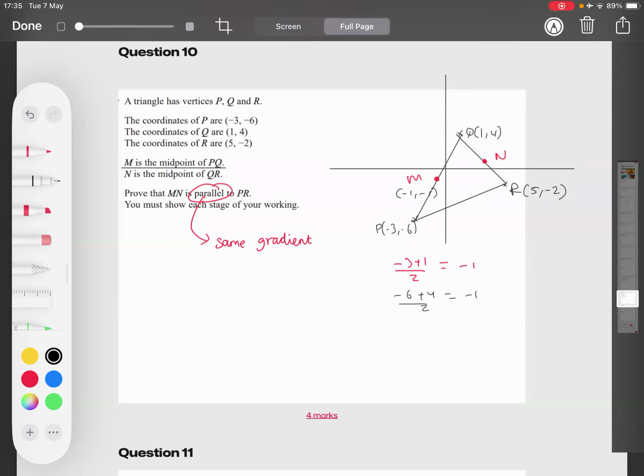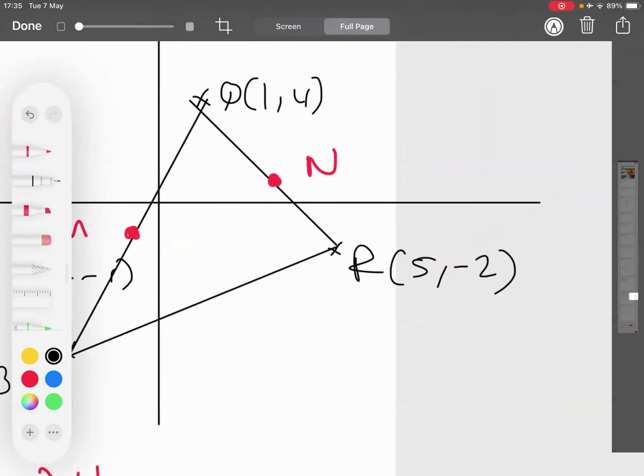Same thing with N, but it's easier. The number between 1 and 5 is 3. I'm not going to do any working out. And then 4 plus -2 divided by 2 is 1. So that's 1. And it looks halfway between anyway. So it's easy to tell you're going on the right path.